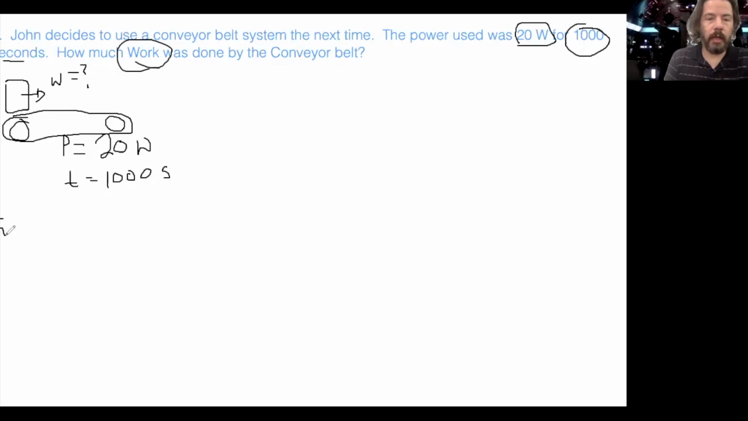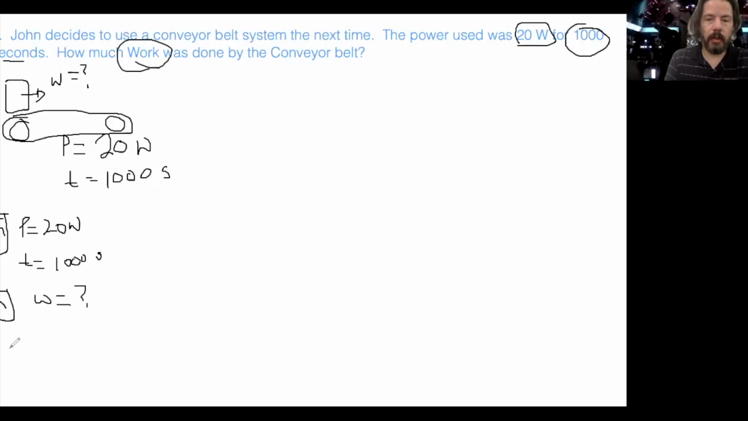Let's go ahead and do our guess. So we've done our R2, we've read twice. Now we're doing our draw twice, now we're doing our guess. So givens, we've got power equals 20 watts. Time equals 1,000 seconds. Unknown is work equals question mark.